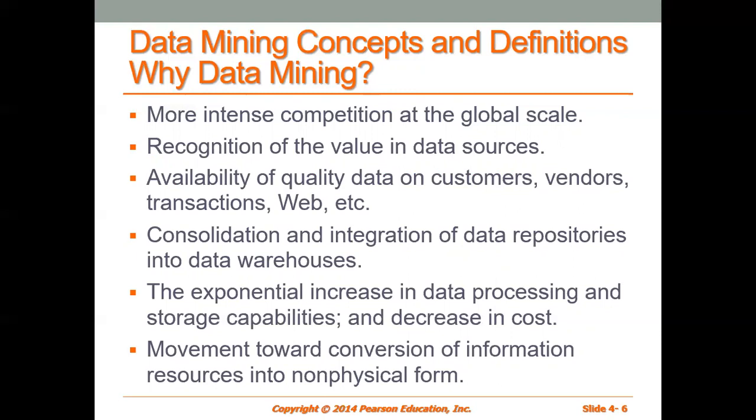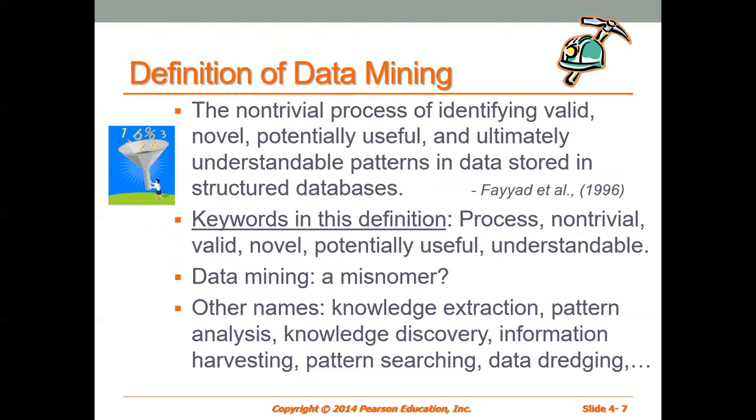And then the exponential increase in data processing and storage capabilities, and the decrease in cost as well. And then we have a movement towards the conversion of information resources into non-physical form. For example, sometimes you have records in hard copy, and you don't need them in hard copy, you want to convert them into soft copies. This is called go green. Go green means everything is online, there is no paperwork, so we call it paperless. It means how we can convert information resources into non-physical forms.